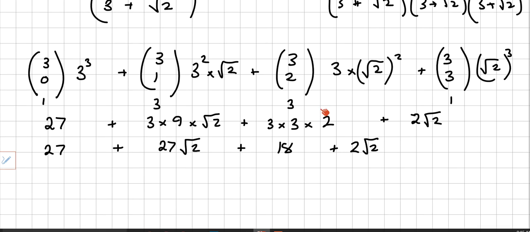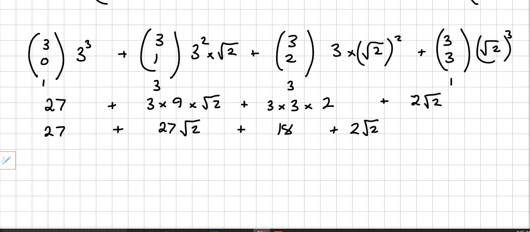Wait, how did you get 2 root 2? Because root 2 cubed is root 2 times root 2 times root 2. You take the root 2 times root 2 and just make it 2, in the same way that root 2 squared was 2.